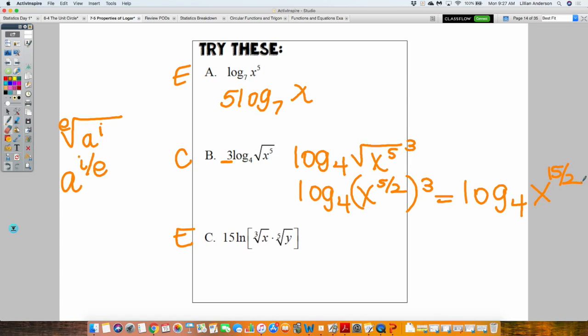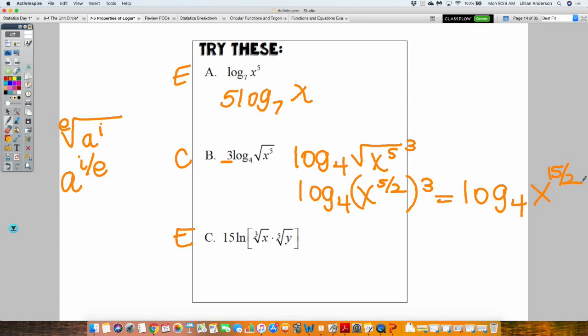So anytime you have a radical, the root, in this case a square root, it can be written as a fraction exponent. Since the 5 was already on the inside with the x, it turned into 5/2. And that 3 that we brought to the back gets multiplied using the power of a power rule of exponents. And that is the fully condensed form of number b, the letter b.